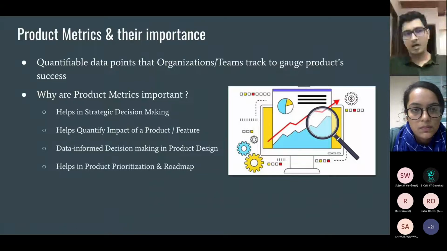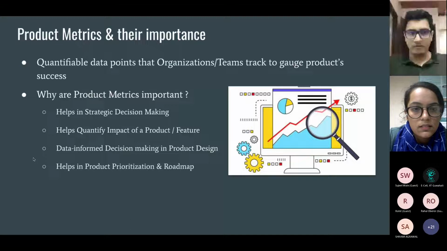So these are quantifiable data points that help you and the organization to track or to gauge the success, right? For example, you will be building a feature, and in order to understand whether the feature is leading to improvement in customer or business metrics or not, you need these metrics, right? Otherwise, obviously, qualitative feedback also matters, but these are quantifiable metrics which actually help you understand if your changes or your product is moving in the right direction or not, right?